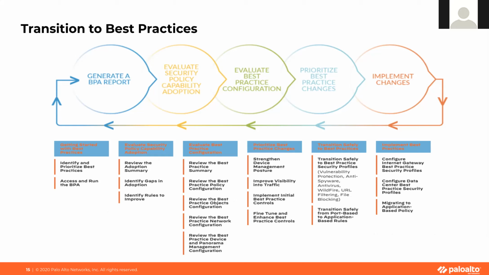How can you transition to the best practices? Getting started with the best practices, run the best practice assessment and evaluate your security posture, and then prioritize improvements based on the outcome. Take the next steps and transition safely to a best practice state without risking availability of critical applications. And then run the BPA again to measure the progress over time. And then again, prioritize the next set of security improvements.